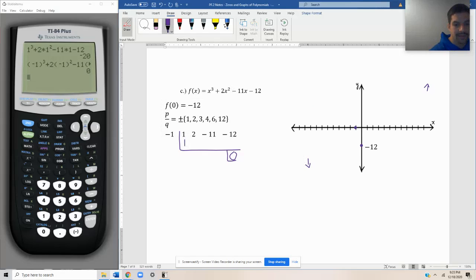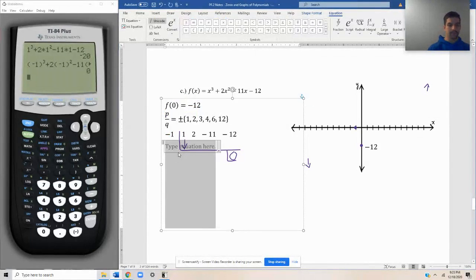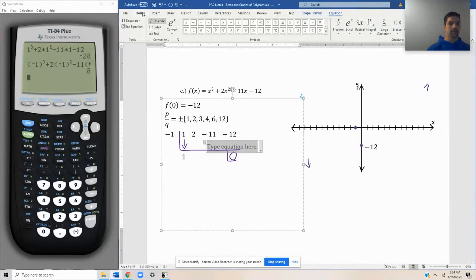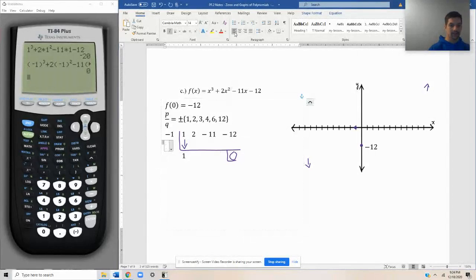So remember, in the process of synthetic division, we add down the columns. So in this first column, there's not going to be anything to add. So I'm just going to bring down my 1. Then I'm going to take this 1 times my 0, which is negative 1, and multiply those together and put that in the next column. So 1 times negative 1 would be negative 1. That goes in the next column. Add down that column. So 2 plus a negative 1 would be positive 1. And then take this negative 1 times 1, which would be negative 1, put that in the next column. Add down that column, and I would get a negative 12.